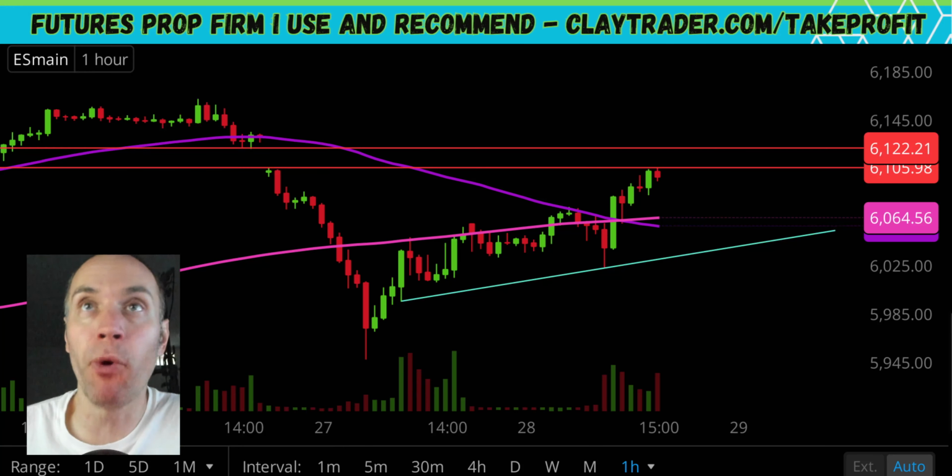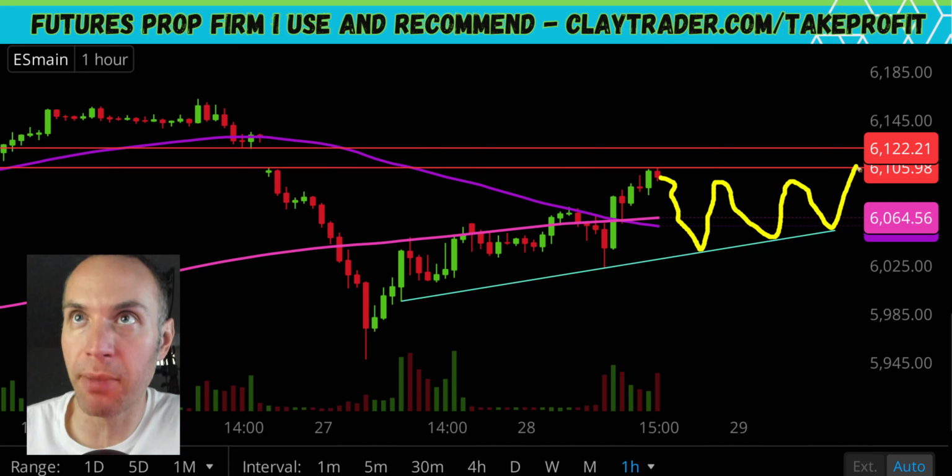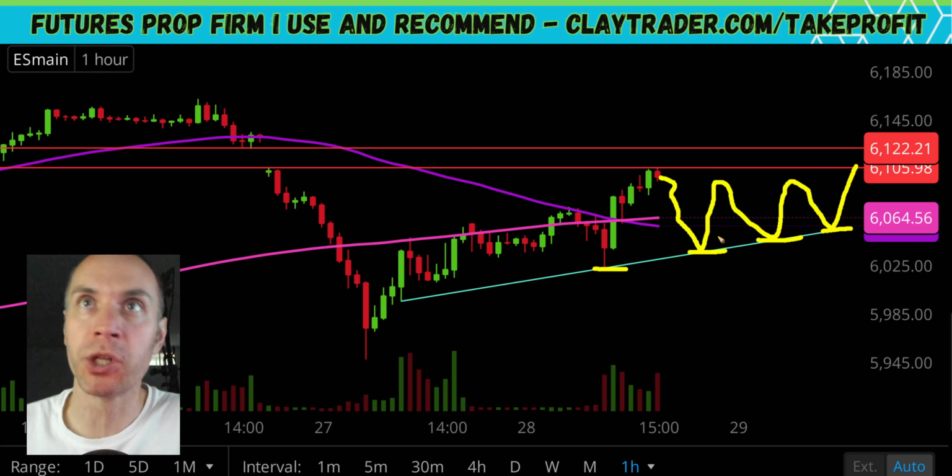So if the price does pull back, not the end of the world, because it could come down here, bounce, come down here, bounce, come down here, bounce, and in that situation, the price would still be putting in those higher lows, which is what you want to see.